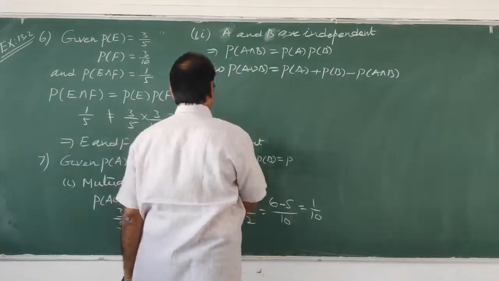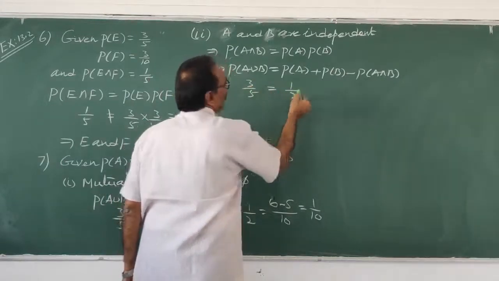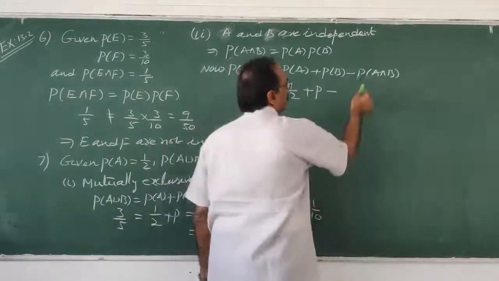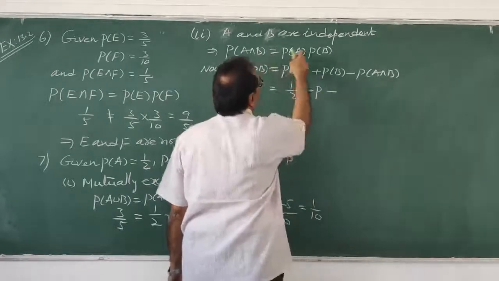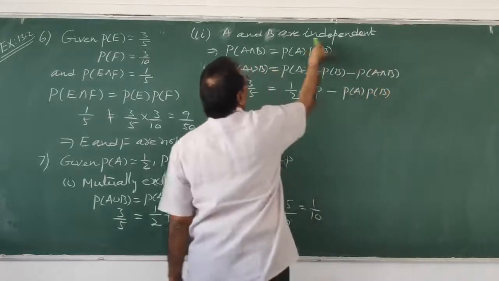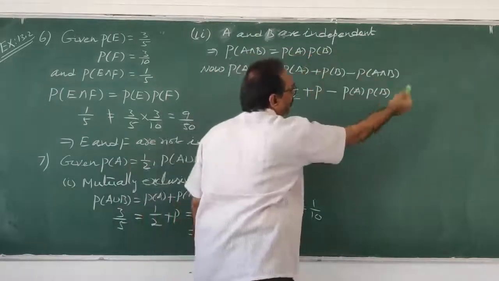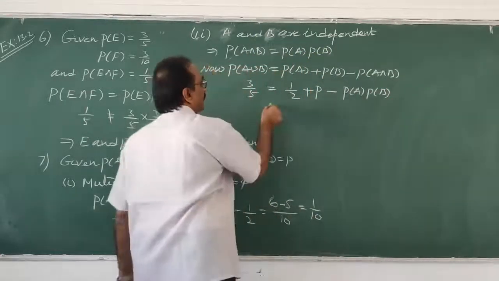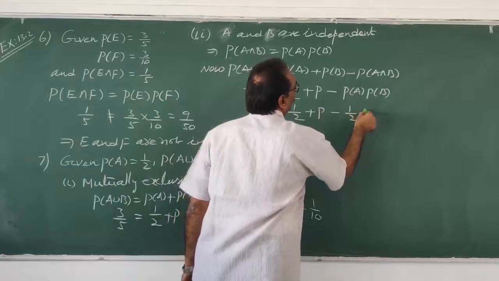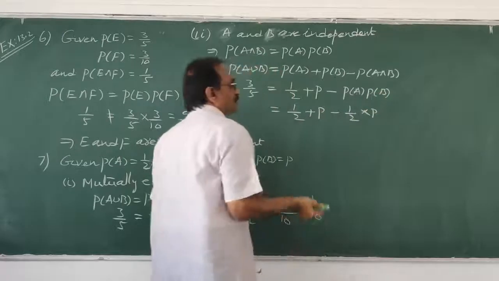What is P of A union B? 3 by 5. You write here. What is P of A? 1 by 2. What is P of B? We don't know, it is P. What is P of A intersection B? That is also unknown, but we know that P of A intersection B is nothing but P of A into P of B, since they are independent events. Simplifying further, 1 by 2 plus P minus 1 by 2 into P, because P of A is 1 by 2 and P of B is nothing but P. So that is what we got.